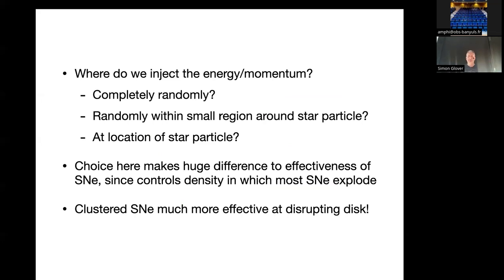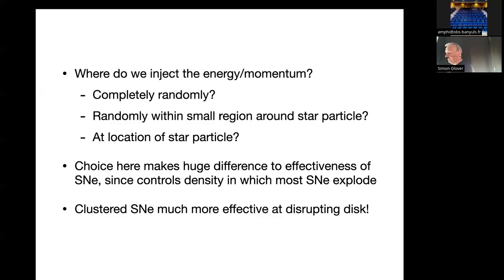Another issue with supernovae, we need to decide where we inject the energy and momentum. Do we do it completely randomly? Do we do it in a way that's clustered with the sinks or stars, but still somewhat random? Or do we do it right on the locations of the star particles? And it turns out the choice of what we do here makes a huge difference to the effectiveness of the supernovae, because it controls the density distribution in which the supernovae explode.